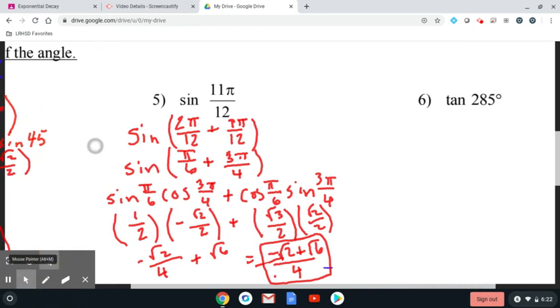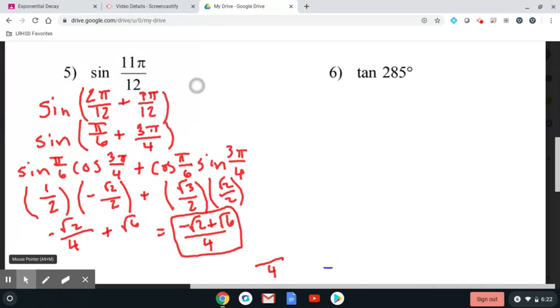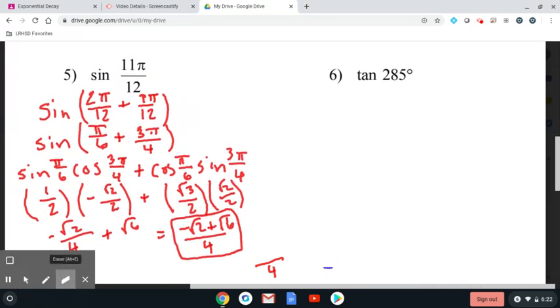All right, so last one we're going to work with on this type, and then we're going to actually start going to the ones that we did more so yesterday. Okay, so when you guys look at number 6, now we start working with tangent, and we have 285 degrees. So remember with tangent, there's something really important that you want to try to avoid.